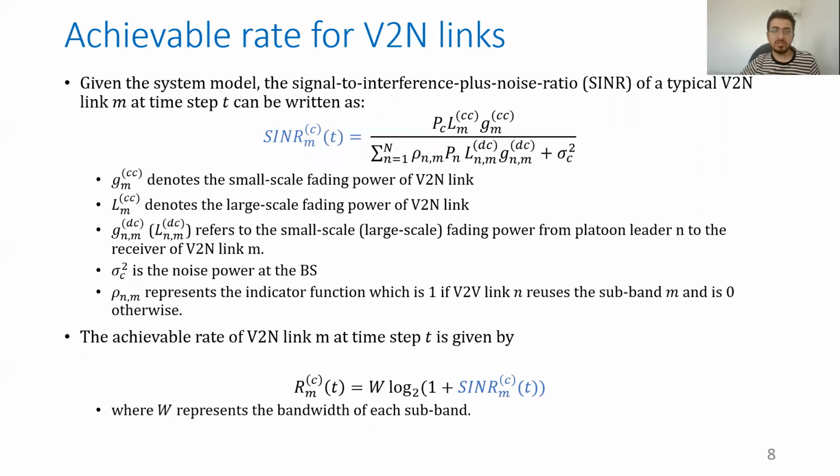So moving on to the achievable rate for the V2N links, the first formula shows the SINR, the signal to interference plus noise ratio for a V2N link. For each V2N uplink, the source of interference would be the platoon leaders that are using the same subband to transmit. And so using this SINR, we can write down the achievable rate for each V2N link using the Shannon capacity formula.